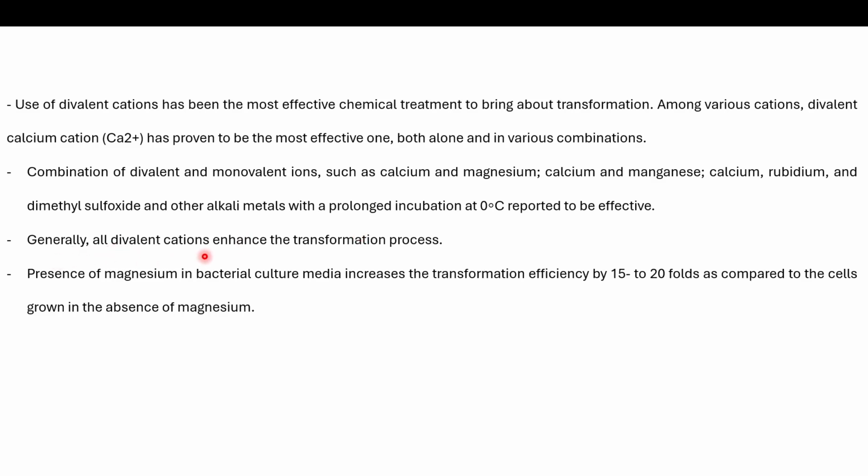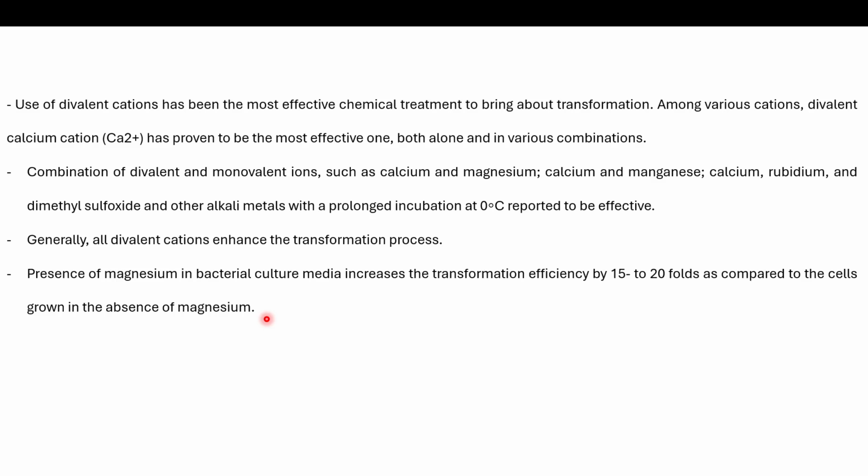Generally, all divalent cations enhance the transformation process, and the presence of magnesium in bacterial culture media increases the transformation efficiency by 15 to 20 fold as compared to cells grown in the absence of magnesium salts. So in daily laboratory protocols, what we usually do is treat the cells with a mixture of calcium and magnesium salts. Okay, and it leads to very nice competent cells which can easily take up the DNA.